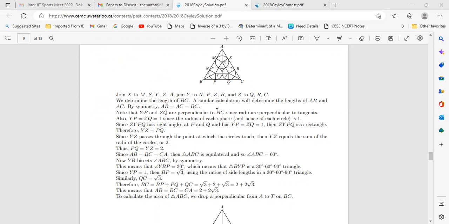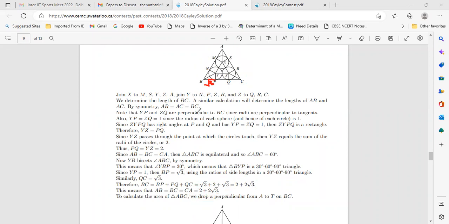So then if this is square root 3, then QC is also square root 3. They are symmetric. So it's root 3 plus 2 plus root 3. So it's 2 root 3 plus 2, which will give you 2 plus 2 root 3. So that's going to be the side length for BC. If BC is 2 plus 2 root 3, then AB and AC are also going to be 2 plus 2 root 3.